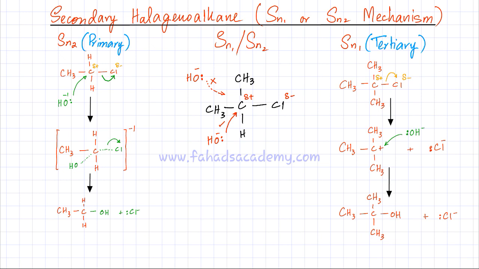So I've listed all the factors. What you just need to know is that for a secondary halogenoalkane, because they are in between a tertiary halogenoalkane and a primary halogenoalkane, both mechanisms could be possible simultaneously. One would generally dominate depending on the conditions, but you don't need to know that for A levels. What you just need to know is that both reaction mechanisms are possible for secondary halogenoalkanes.